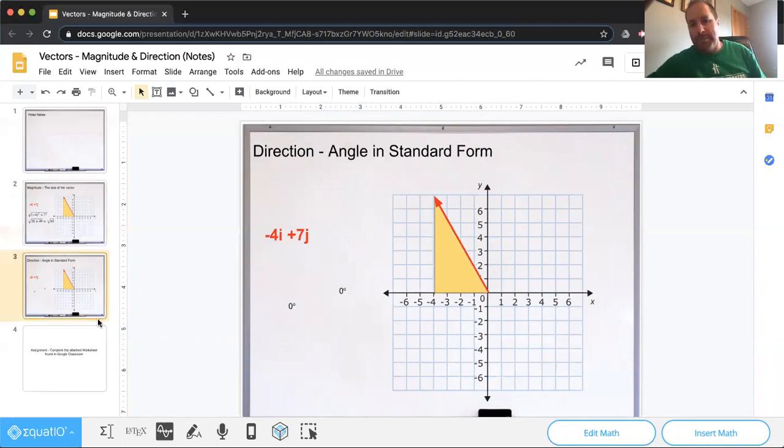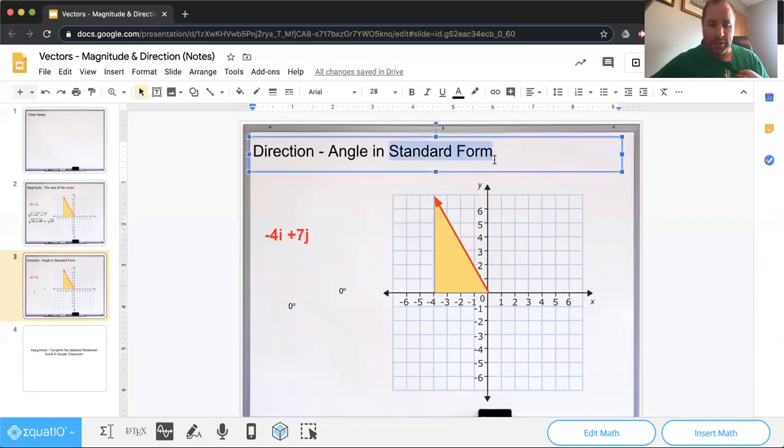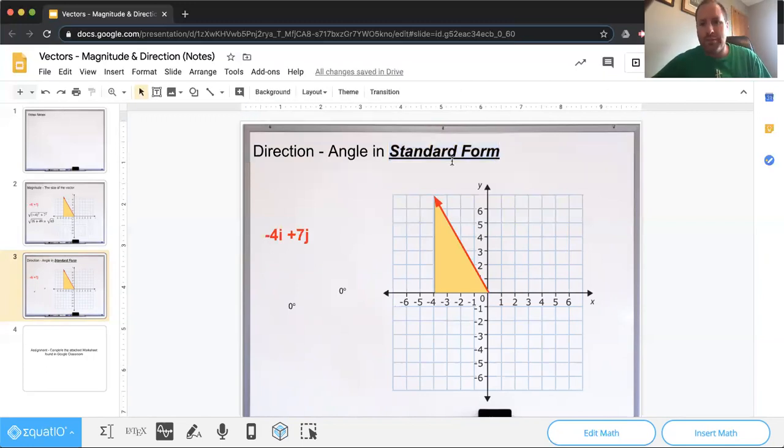Okay. The second thing we want to go over is direction, but in standard form. This isn't heading, this isn't bearing, this is direction in standard form. So here, let's emphasize that, standard form, okay? So standard form, just like any angle now, going back to our trig ways, we would go from the x-axis over to here. Okay, that's what we want to find.